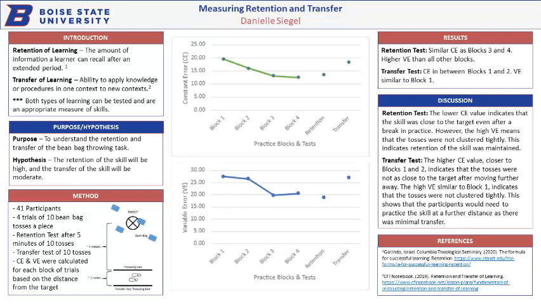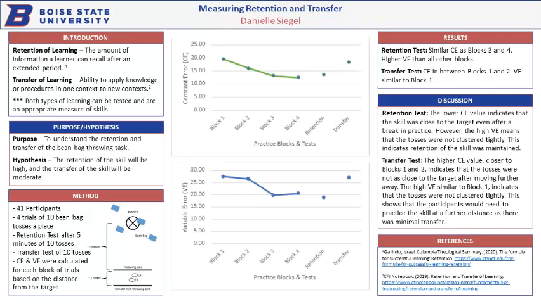However, the high VE means that the tosses were not clustered tightly. This indicates retention of the skill was maintained. In the transfer test, the higher CE value, closer to blocks 1 and 2, indicates that the tosses were not as close to the target after moving further away. The high VE, similar to block 1, indicates that the tosses were not clustered tightly. This shows that the participants would need to practice the skill at a further distance as there was minimal transfer.